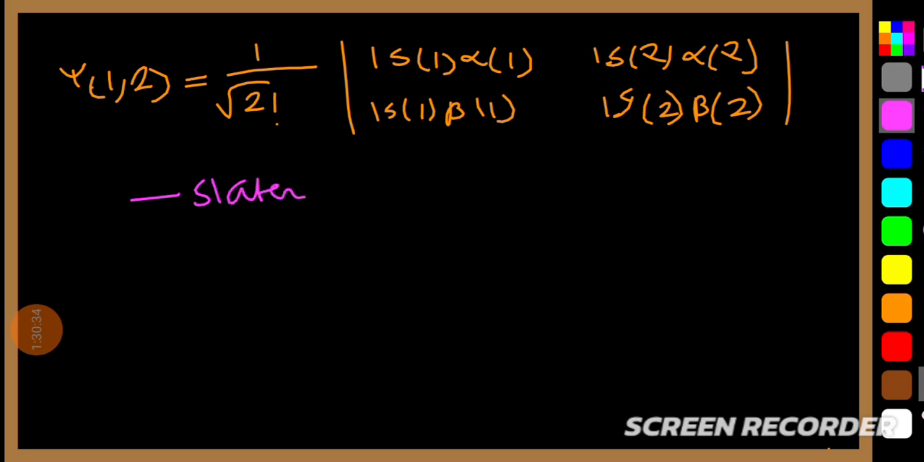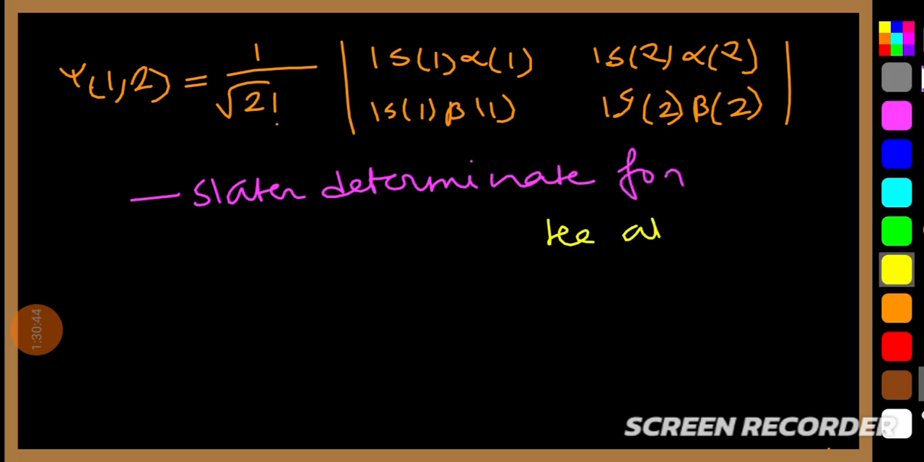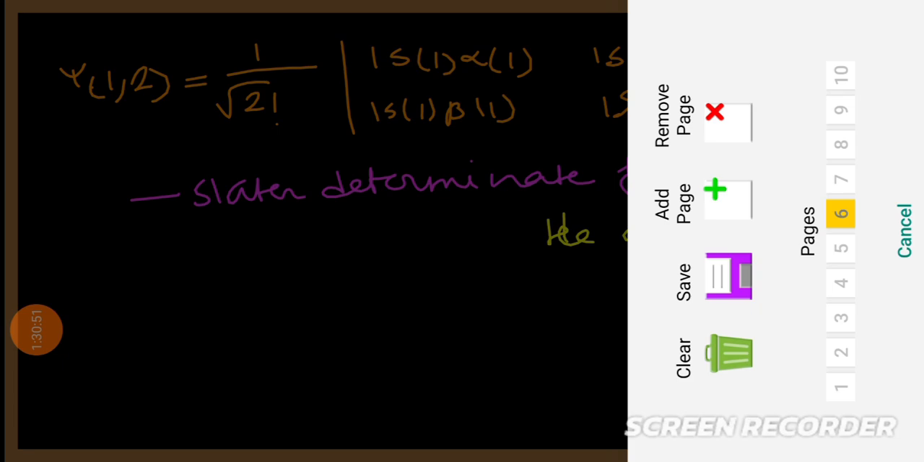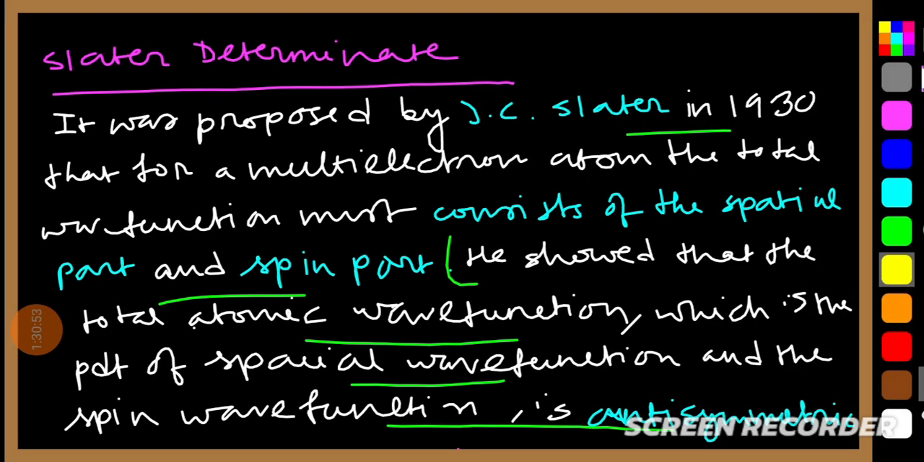Slater determinant for especially for helium atom. That is the 2 electron system, that is 1s2 configuration. Okay, okay. তাহলে Slater determinant, that is it was proposed by J.C. Slater in 1930 that for a multi-electron atom the total wave function must consist of spatial part and spin part. That is what? That is wave function depends on spatial part and spin part according to Slater also.